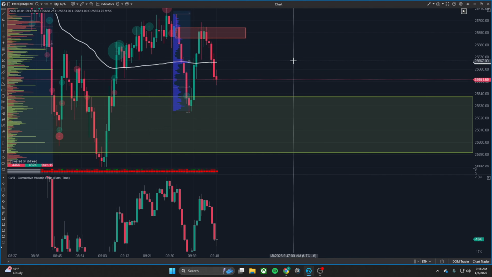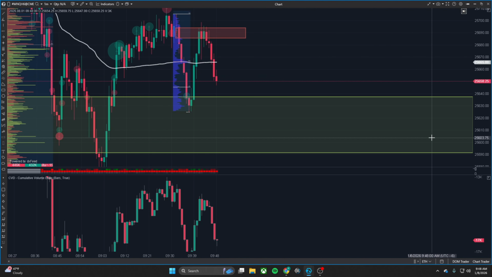This could be the retracement for the bullish continuation trade too, which is why we want to see the low get broken, because then that invalidates the bullish trade, invalidates our short one.